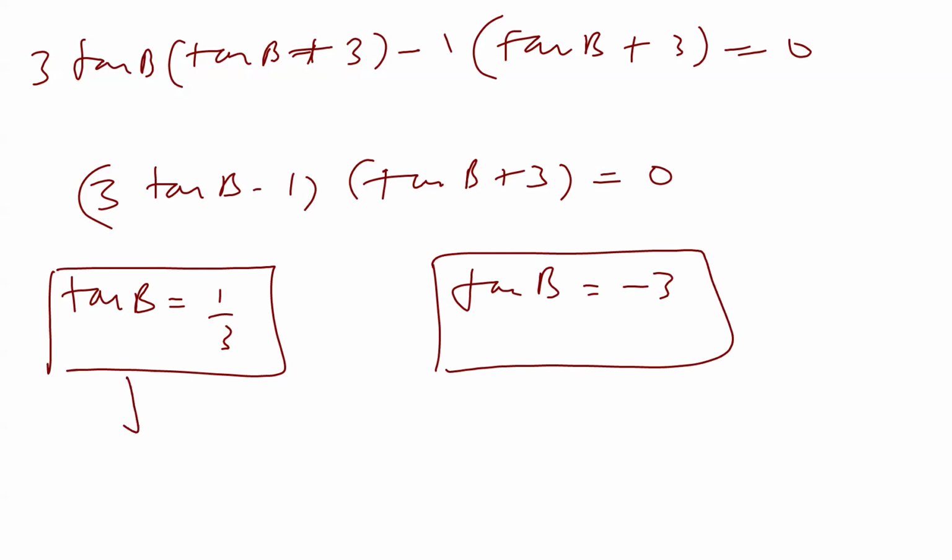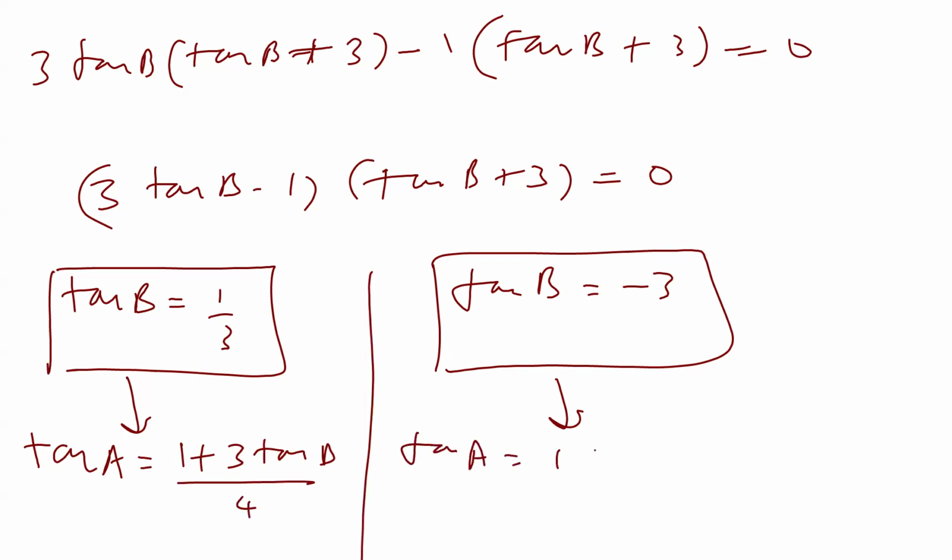Okay. Now this value you put where? In the value of tan A. That is equation number 3. Tan A is equal to 1 plus 3 tan B upon 4. And here also tan A is equal to 1 plus 3 tan B upon 4. Put the values of tan B and calculate the answer. Okay, so there will be two cases.